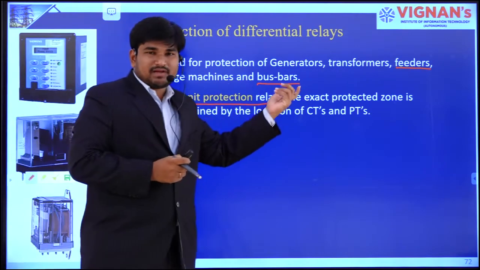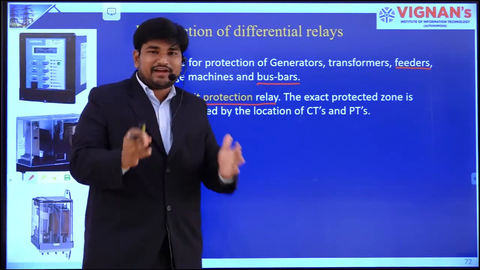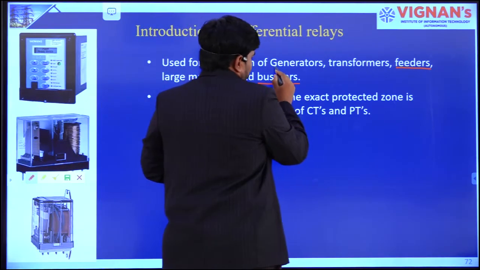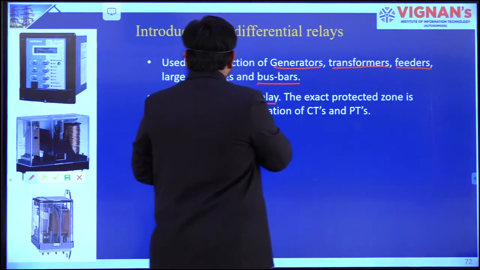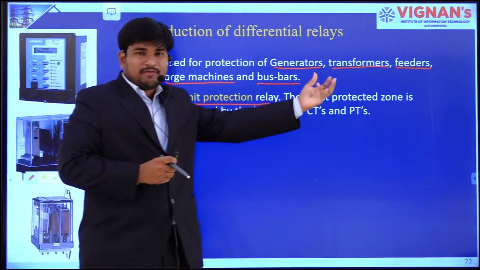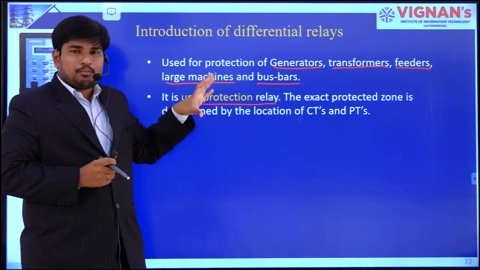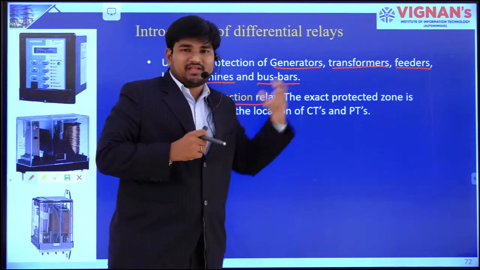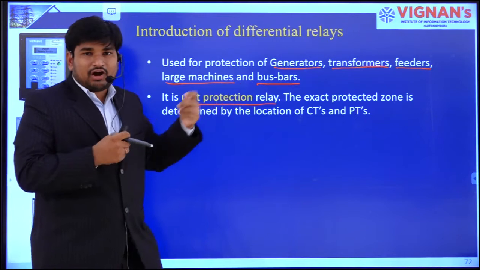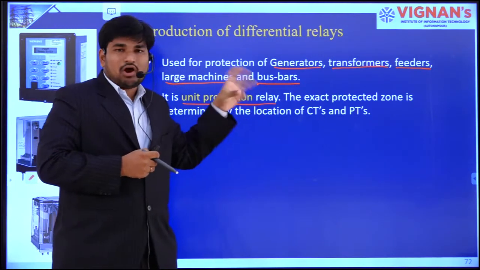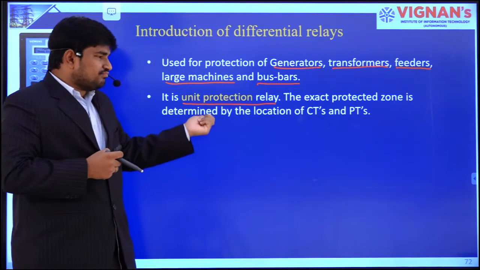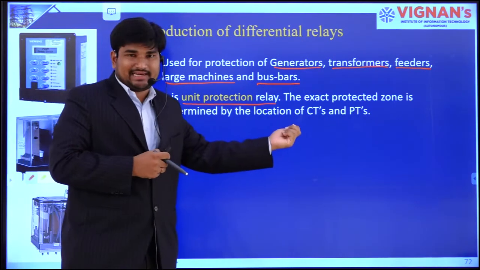the protection is confined to only that feeder. Or if you want to see equipment like a generator, transformer, and large machines, this differential relay can protect this equipment from the faults which occur inside the equipment we are protecting, but it does not operate for an outside fault. So that is the definition of a unit protection relay.